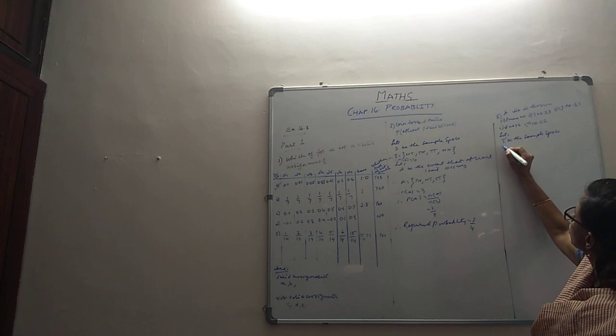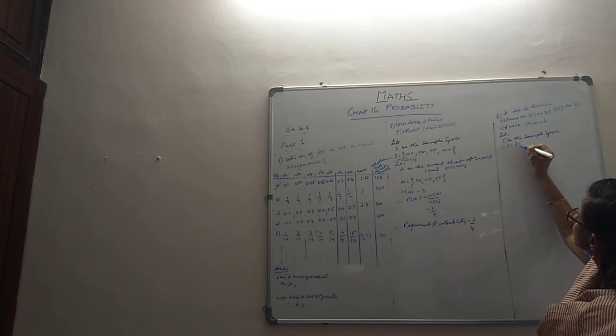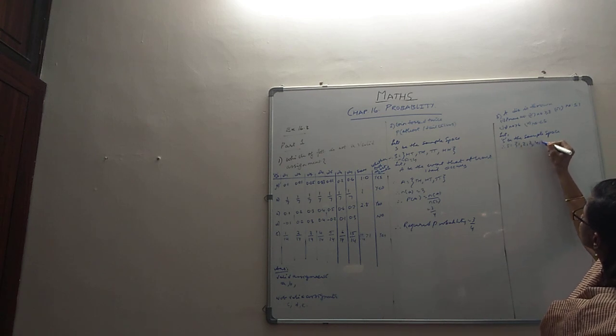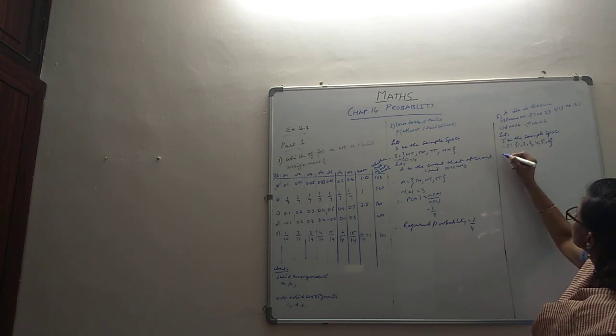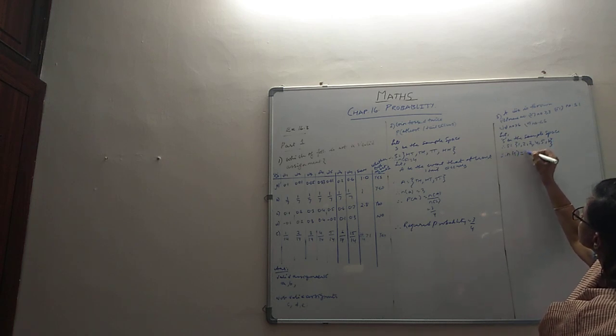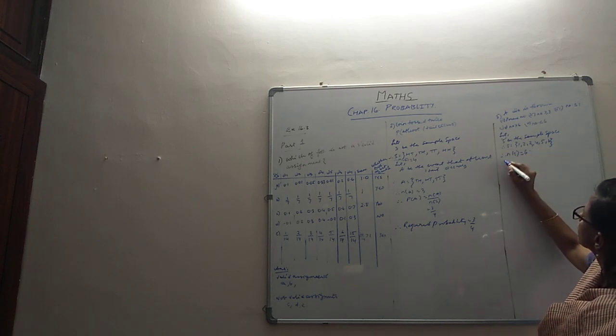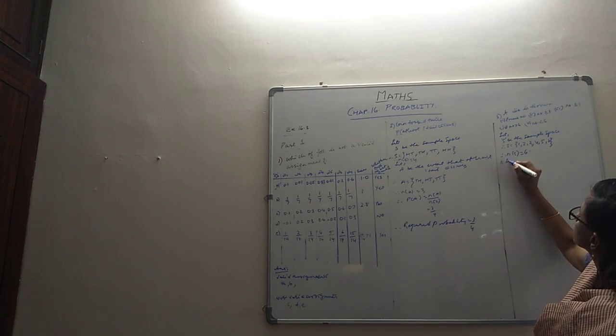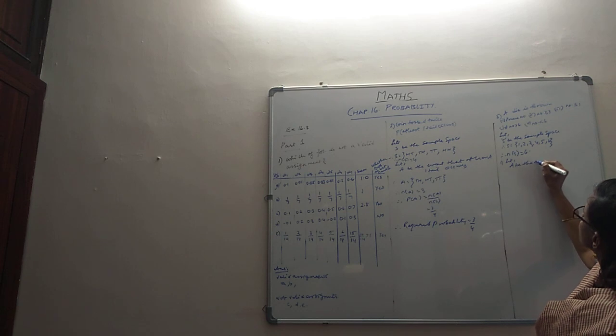And what all things can happen in S, because you are throwing a die. You have all this happening. Number of elements is 6. Then first part, let A be the event of getting a prime number.